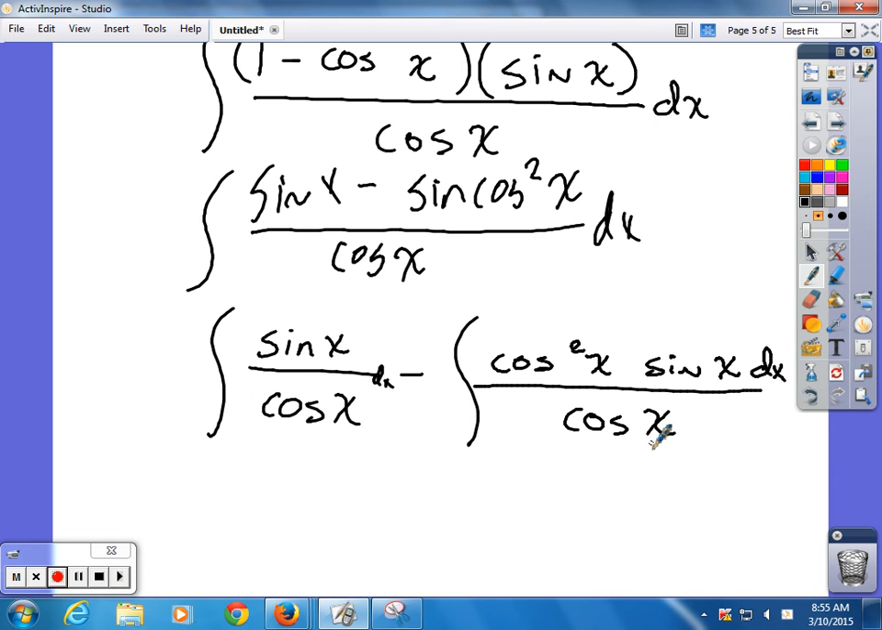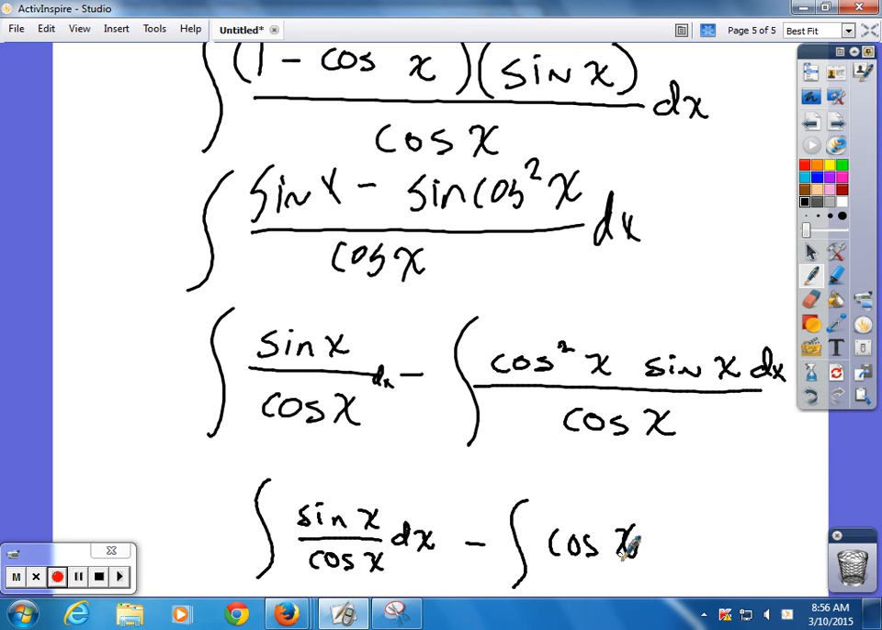And you can take these two, and what can you do here? That's a square. Antiderivative of the sine of x over cosine of x dx, minus, and what happens here? You get cosine of x times what? Sine of x dx. Make sure I hadn't made a mistake.